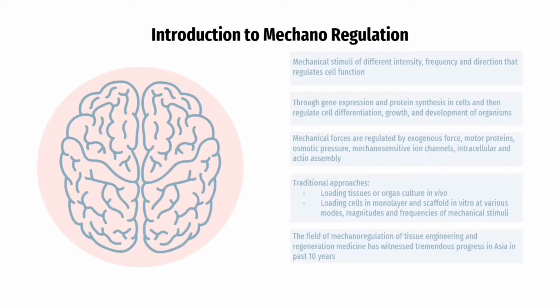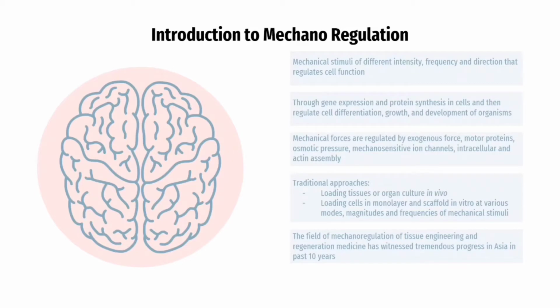The organism is a complex mechanical system consisting of external and internal forces. Cells, tissues, and even organs are stimulated by mechanical stimuli of different intensity, frequency, and duration. Mechanical stimuli regulate cell functions by affecting gene expression and protein synthesis in cells, and then regulate cell differentiation, growth, and development of organisms. Therefore, mechanical stimuli also play an important role in tissue engineering and regenerative medicine.